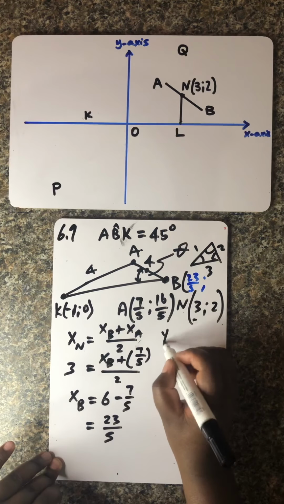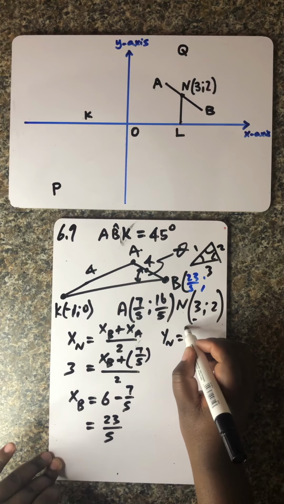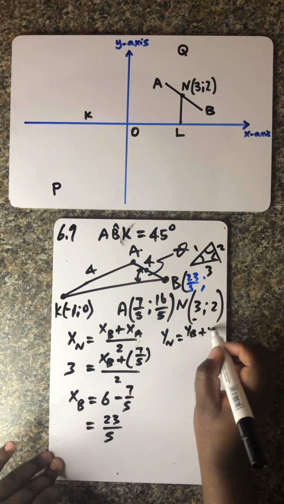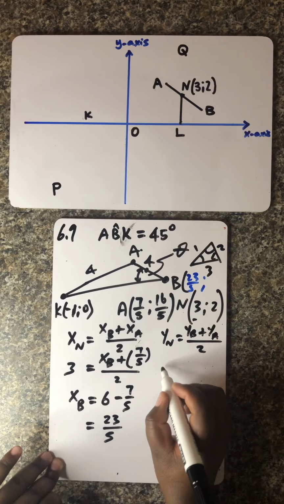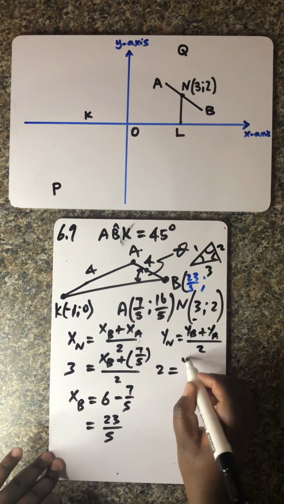We just do the same. Y at N is equal to Y at B plus Y at A, all over 2. What is Y there? We know it's 2. It's equal to Y at B.